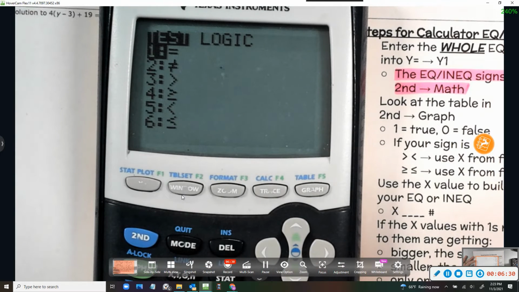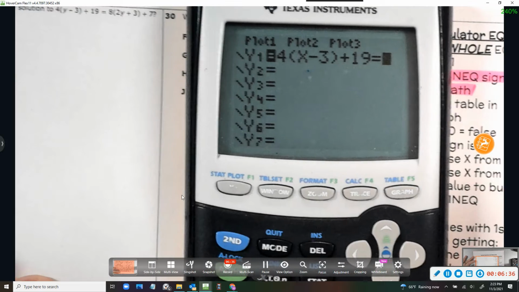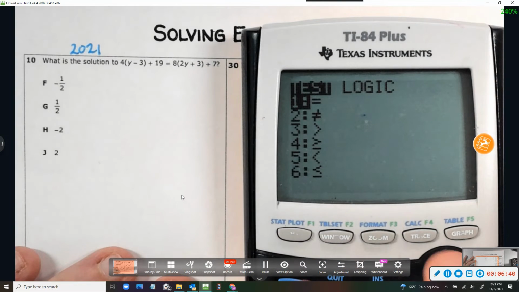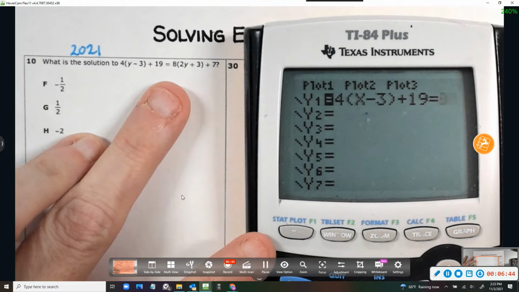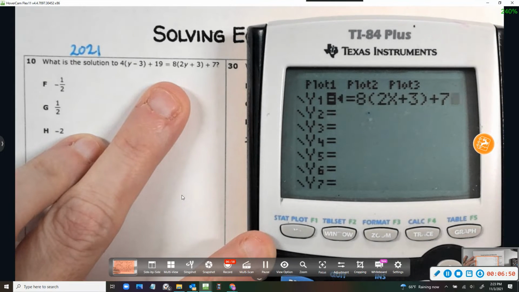Well, I want equal, so I'm going to pick that one, and there it is. It's in there now. I went to second math and picked that one. I know, mind blown. Now I put the rest of it: 8 parentheses, 2x plus 3 plus 7. Okay, so I've got the whole thing in there.